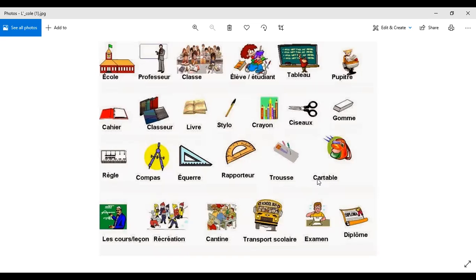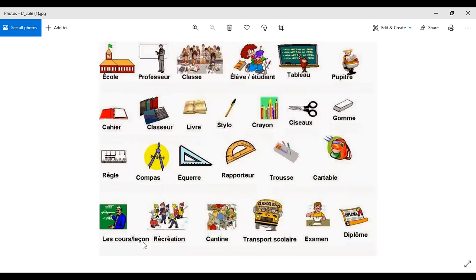Cartable. So that is a different noun for backpack. Most probably we say sac à dos, but we use this word also. So you should take a note of this word also. Cartable is also backpack. Now the course. If you have a French course or class right now, in French we say leçon. Say it with me, leçon.